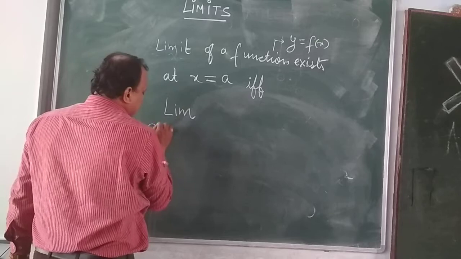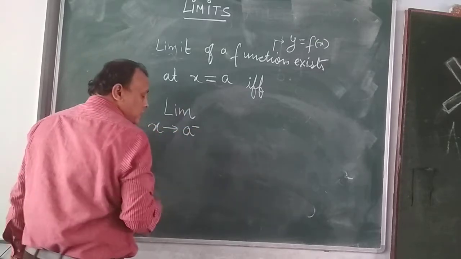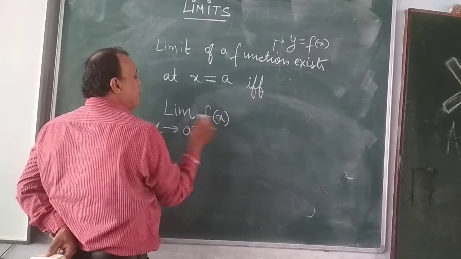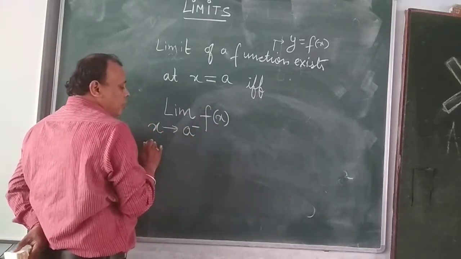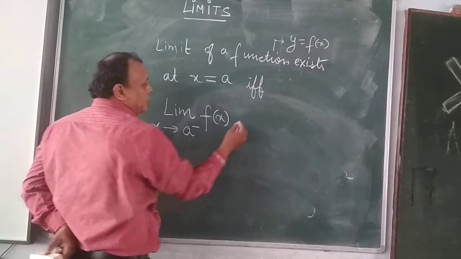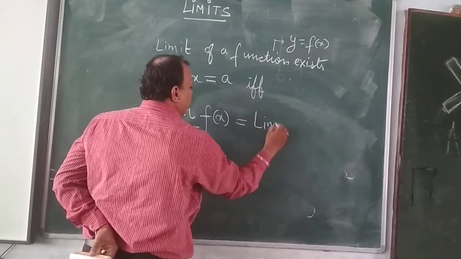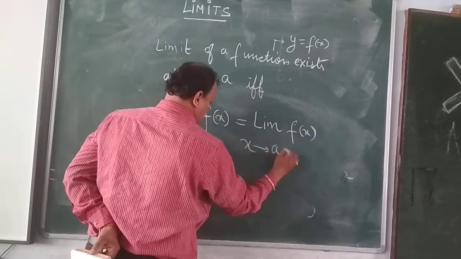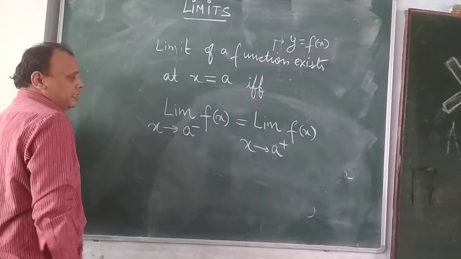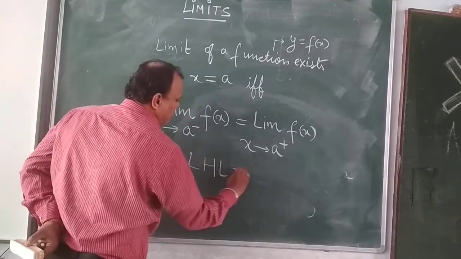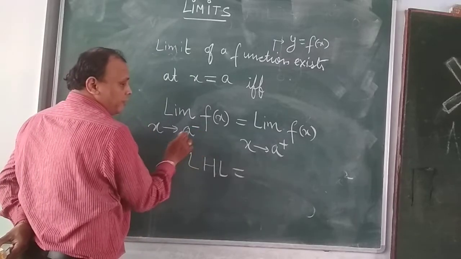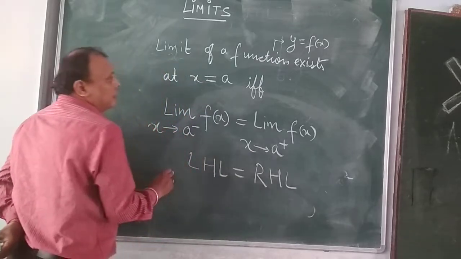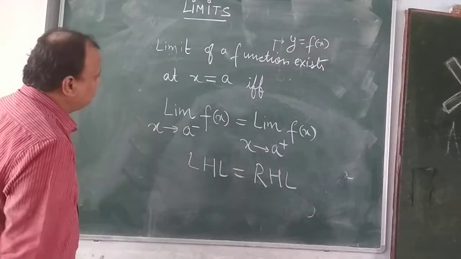limit x tends to a minus, approaching from left hand side, the value of the limit of the function when you are approaching a from left hand side, is equal to the value of the limit of the function when we approach a from right hand side. So this is called the left hand limit, approaching from left hand side, and this is called the right hand limit. Then we say that the limit of the function exists.